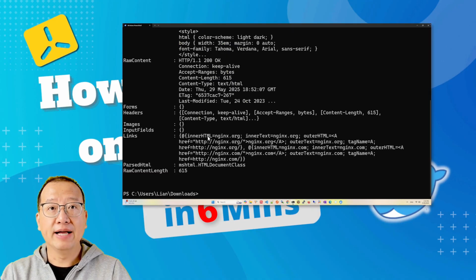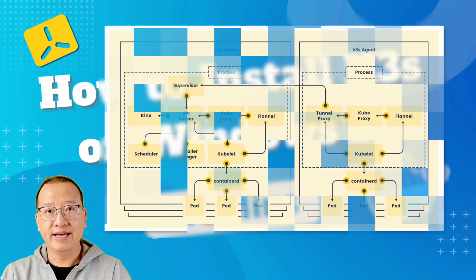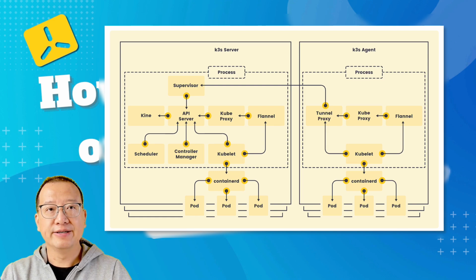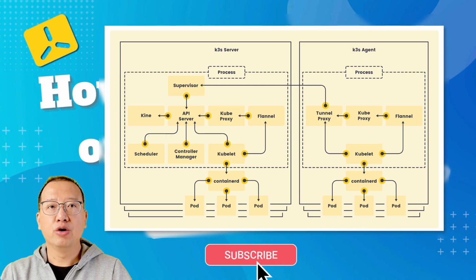Let's jump right in by understanding what K3s is and why we're using it. K3s is a lightweight Kubernetes distribution built for edge computing, IoT devices, or local environments. It's fast, easy to use, and perfect for running a Kubernetes cluster in a resource-constrained environment.